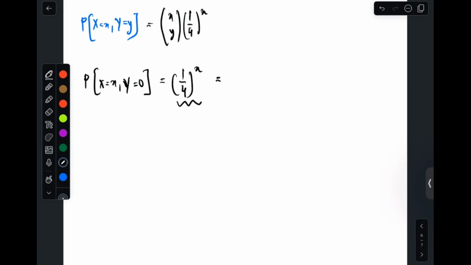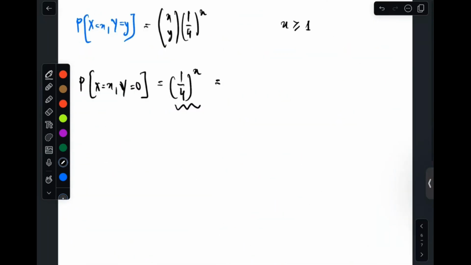So you can, but remember x is starting from greater than or equal to 1. Remember that. That is where x is starting from. So how can you write it? 1 by 4 whole to the power x. Does this make sense? It's (1 minus p) whole to the power x minus 1, right?